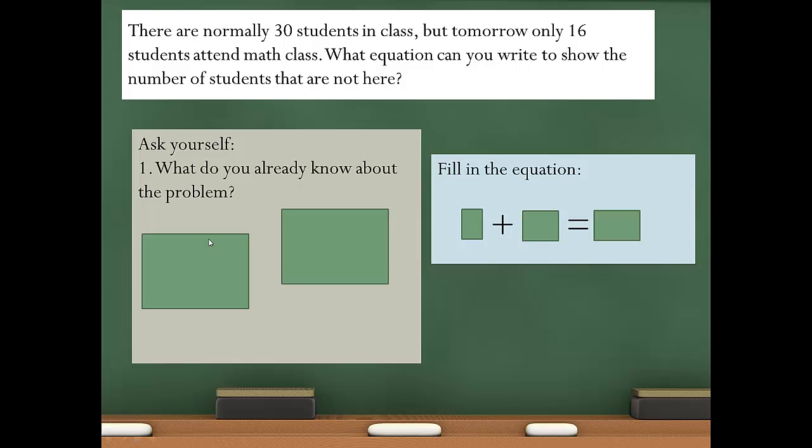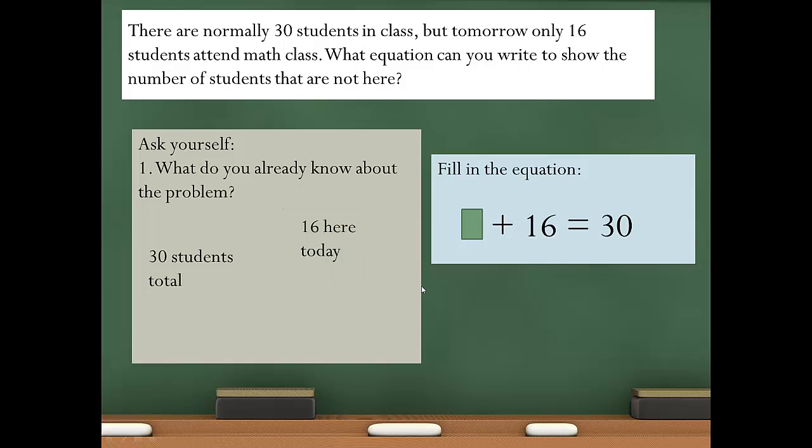So the first thing I want you to do is ask yourself, what do you already know about this problem? Well, in the first sentence, it tells us that there are normally 30 students in class. So we know that there are normally 30 students, and as we fill in the equation, 30 is going to be the total. That's normally what would be present in class. The problem goes on to tell us that tomorrow only 16 students attend math class.